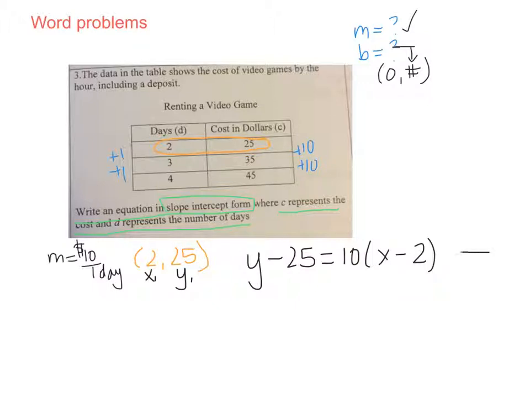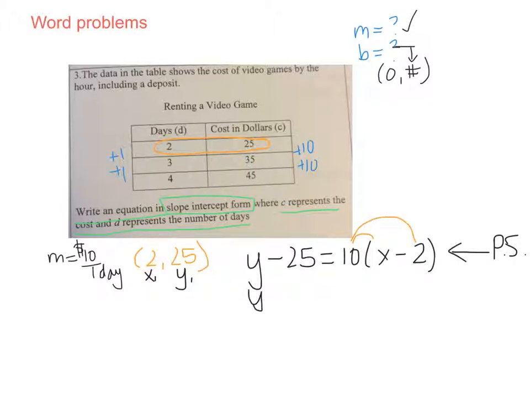Now, this right here is my equation in point-slope form. But they asked for my equation in slope-intercept form. If they just said write an equation, this would have been enough. But they said write an equation in slope-intercept form. So I have no choice but to distribute first.